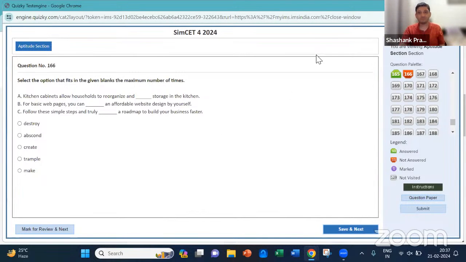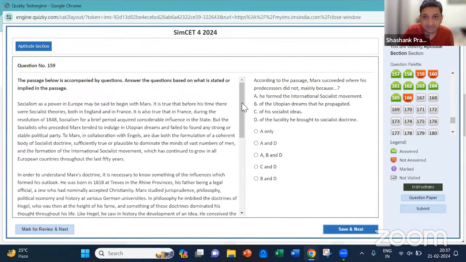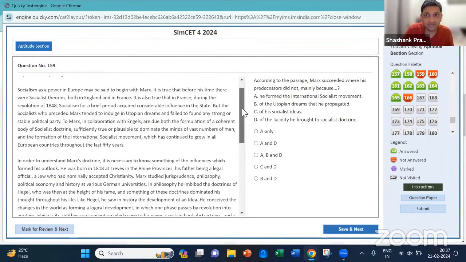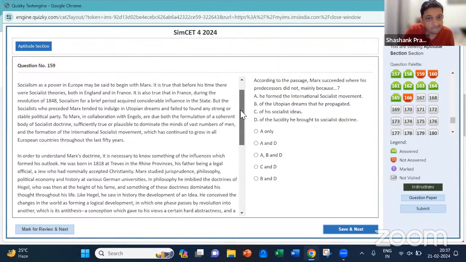Okay. So we have come out of a sticky situation. I'll try to see if I could attempt the other two Marx questions as well. Let's see. Marx's predecessors did not, because he formed the international socialist movement. Where is this now? Yeah, international socialist movement.